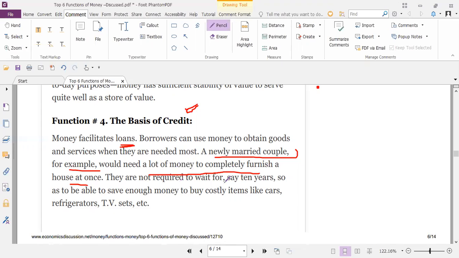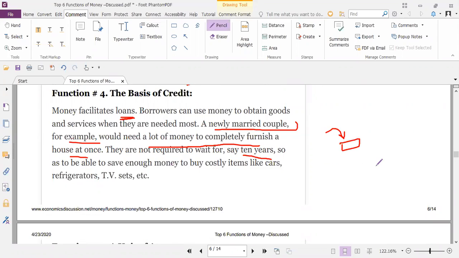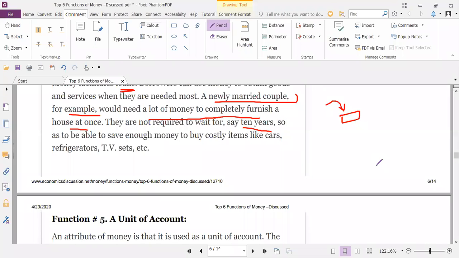They are not required to wait for, say, 10 years to save enough money to buy costly items like cars, refrigerators, TV sets, etc. Instead, they can go for an instant loan at one time in the beginning, and then slowly repay the loan. This facility is always available with the money system.